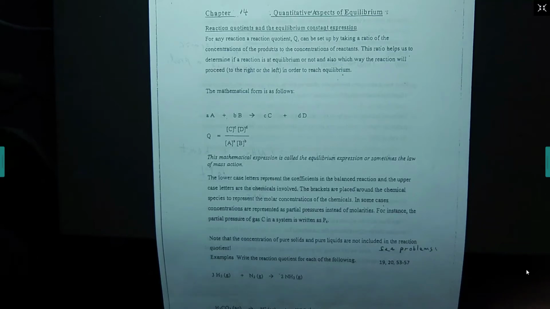Okay, here's the second half of our equilibrium discussion. The first half was Le Chatelier's principle. The second half is more quantitative considerations with equilibrium.